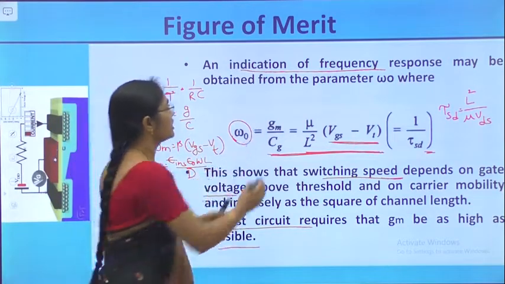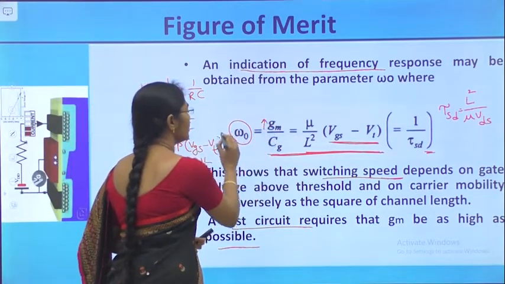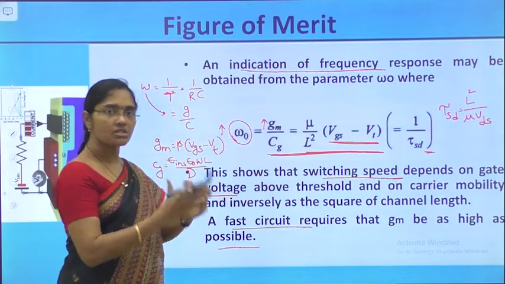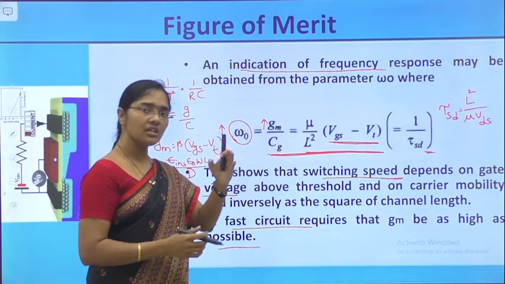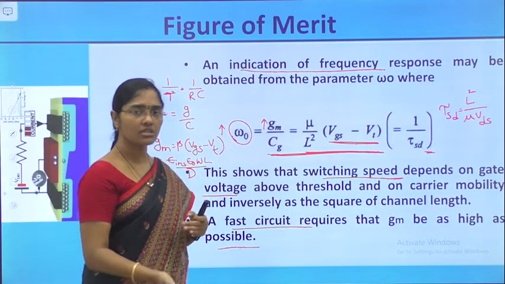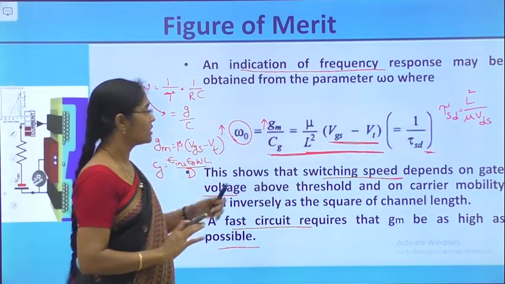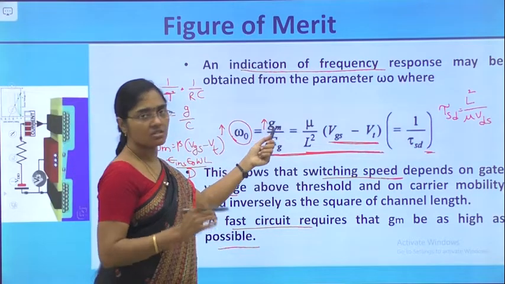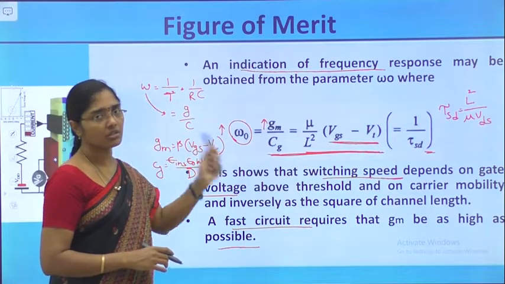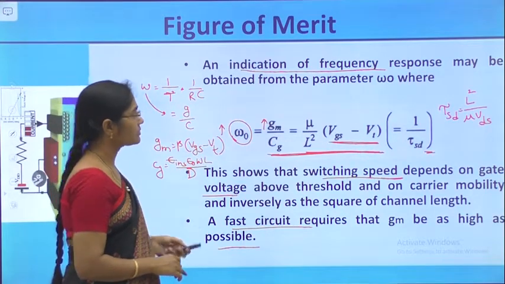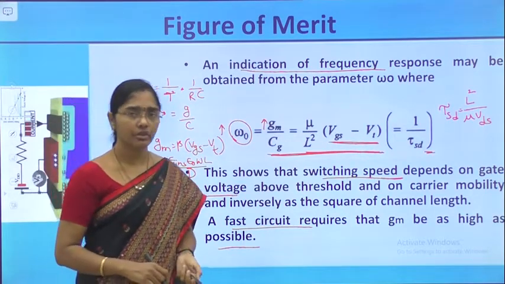Why? Because if GM is high, then omega is going to be high. Switching speed is going to be high. From the definition of the GM also we have seen, if GM is high, resistance is reduced, so the delay is reduced, so speed will be increased. So to get faster speeds, GM has to be high. So therefore, omega is going to be increased. So this is the figure of merit.